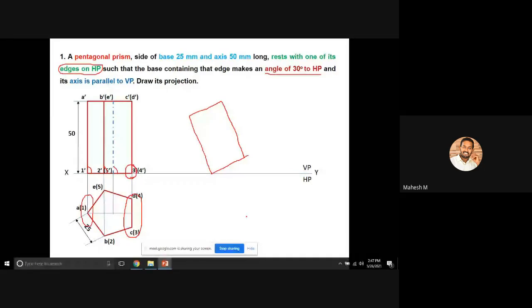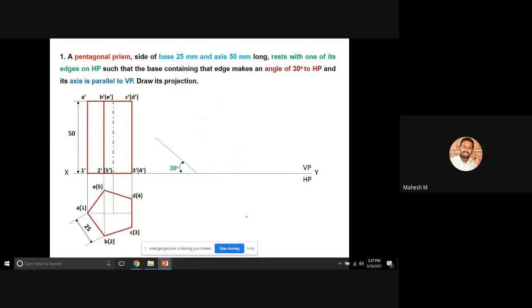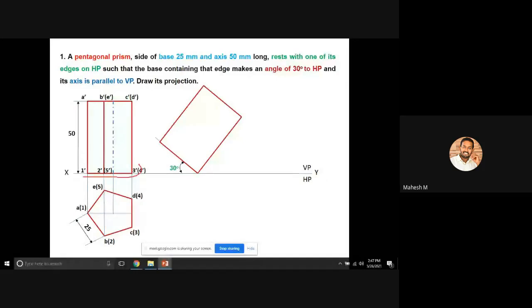But our condition is edges on HP. That means you have to draw a 30 degree inclination. Okay, you have to draw a 30 degree inclination. So the bottom surface should have a 30 degree inclination. So this is our bottom surface, and this is our top surface. So we'll be having two surfaces with the shape of a pentagon.